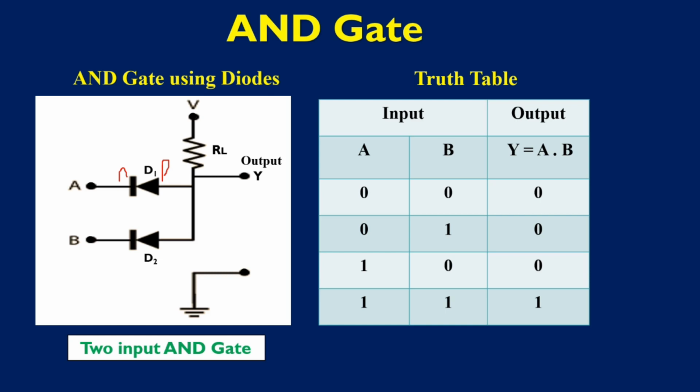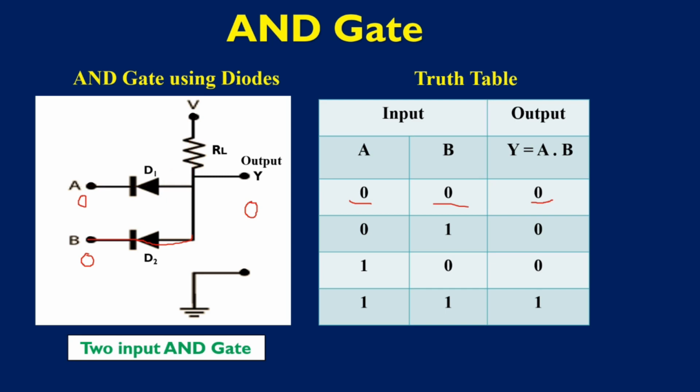Now let us check the input condition. If I make A as 0 and B as 0, then the diodes D1 and D2 both are forward biased. So these two diodes conduct. Now due to the conduction of these diodes, the current will be flowing in this direction to the ground. There will be no output here. So that's why we will get the output as 0. When A is 0, B is 0, the output will be 0.